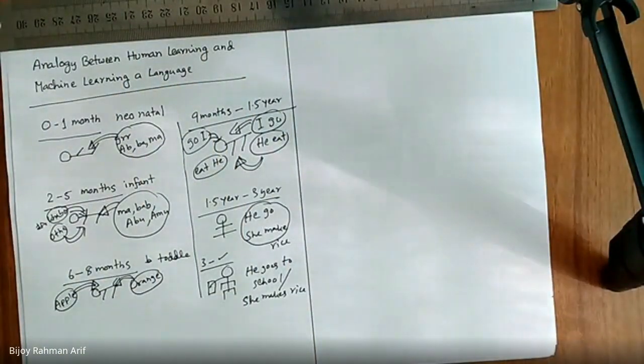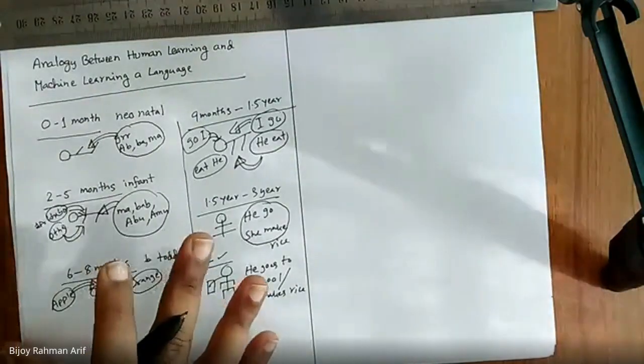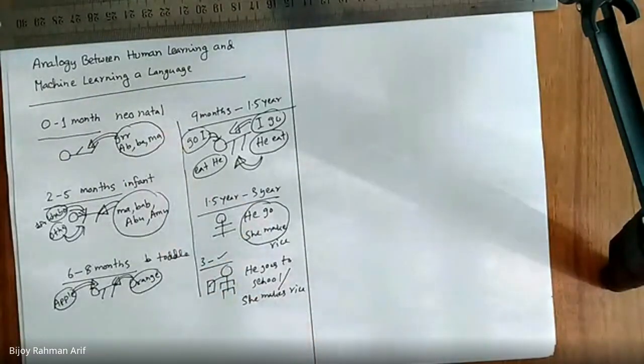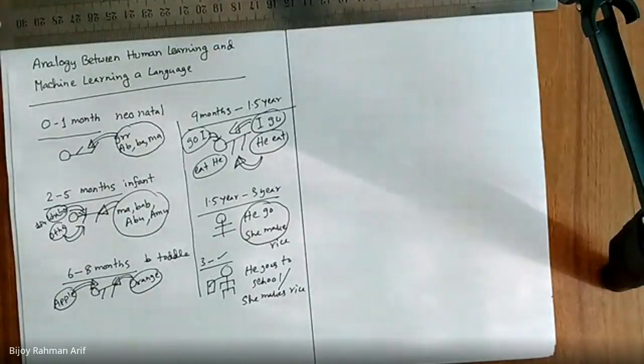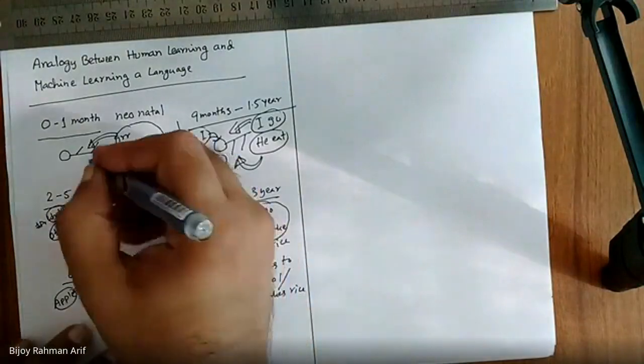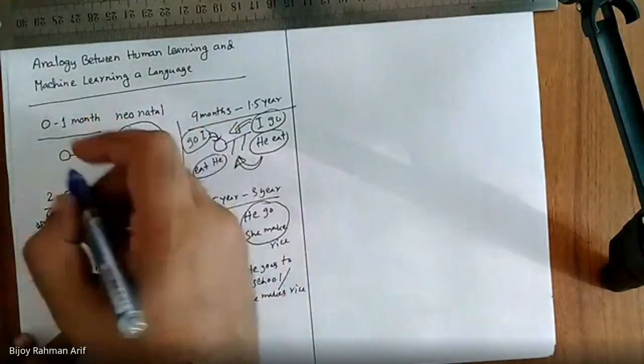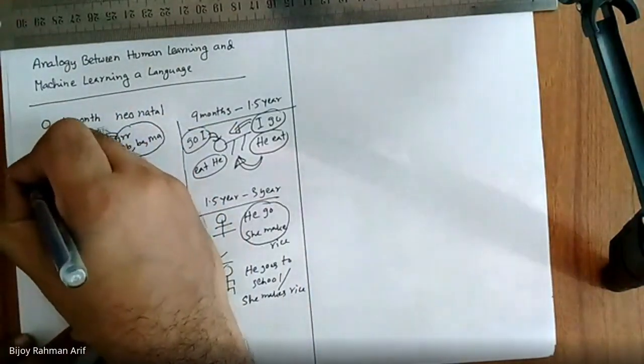You can make an analogy with a machine, how a machine can understand the language. So let's start. At the very first step, the machine reads character by character. So you can consider this step, the 0 to 1 month step, is nothing but the lexical analysis.